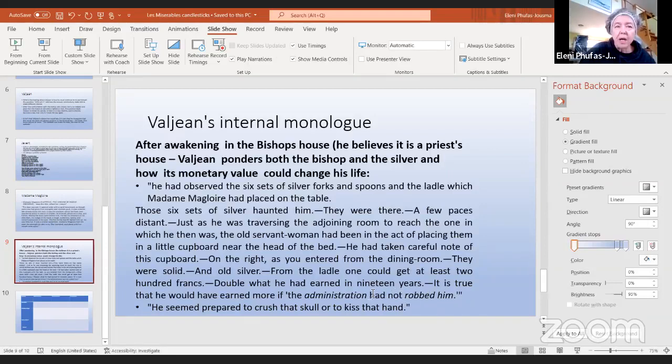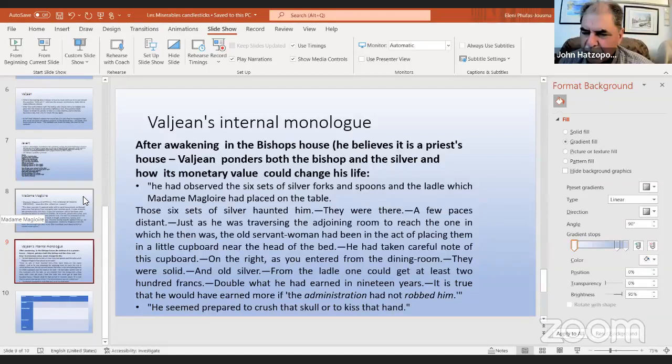At this point, he has a great antagonism towards the government that sentenced him to 20 years in prison. He seemed prepared to crush that skull or to kiss that hand. And he's talking about the bishop here in order to steal the silver. So what happens is he wakes up in the middle of the night. You read the passage, I'm sure, where he goes through a tremendous thought process of how and what he should do. He takes his shoes off. He walks into the other room. He's almost hypnotized at this point. He knows that this silver is there. He knows that it could give him a start in a new life.